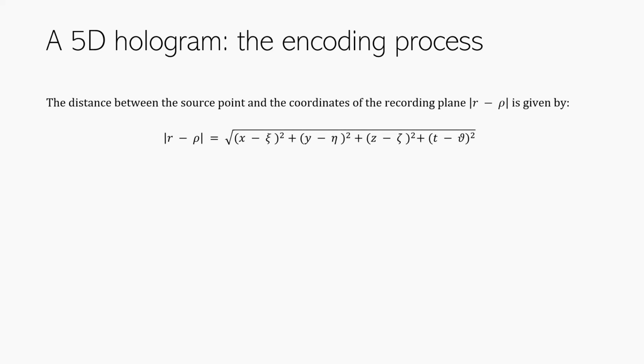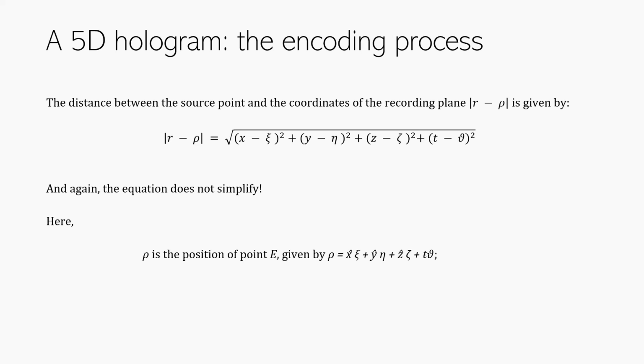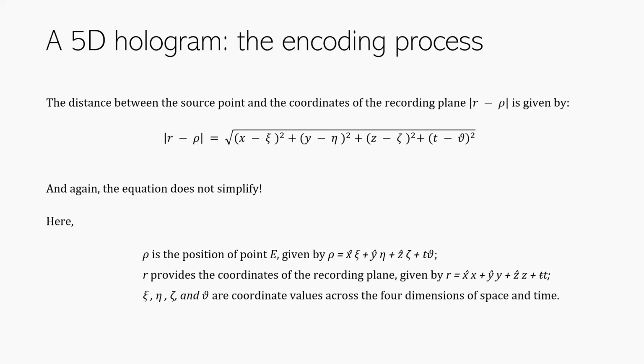Again, the distance between each point source and the coordinates of the recording plane is given by this equation. But again, the equation does not simplify. We have to describe the membrane surface not only with 3 spatial dimensions, but also with a time dimension. So here, rho is the position of point E across 5 dimensions. And R provides the coordinates of the recording plane across 4 dimensions. And chi, eta, zeta, and theta are coordinate values across that dynamical structure.